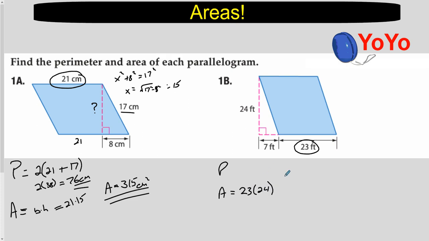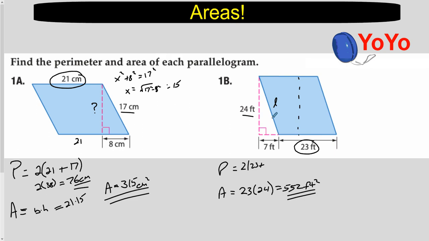Now, nothing says that the perpendicular distance between the sides has to be inside the shape. If I scoot it over here, that will still be 24 feet, won't it? It's the same distance. So I take 23 times 24, and we're going to end up with 552 feet squared.